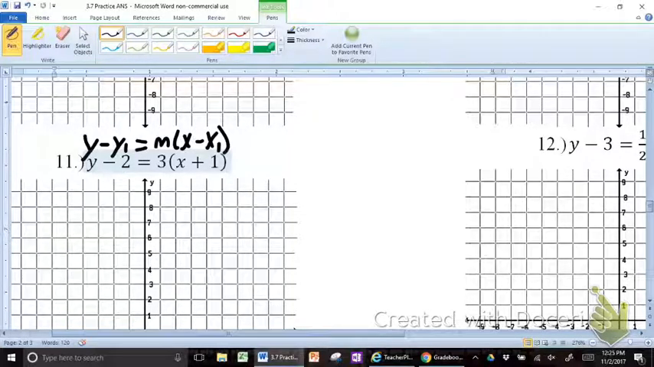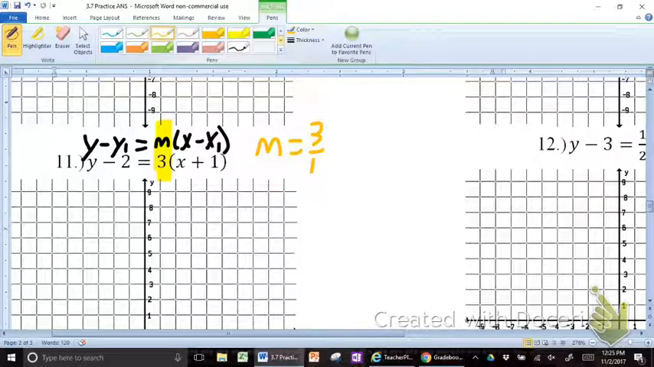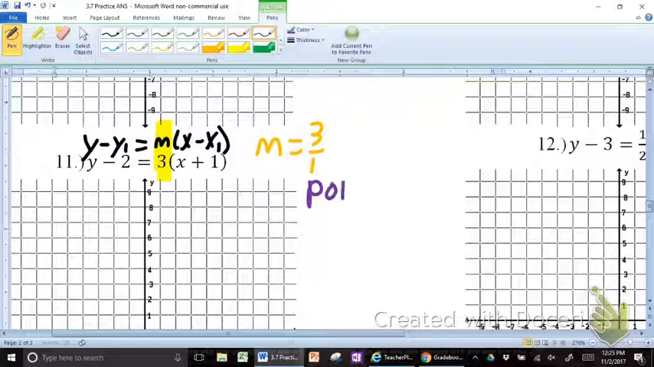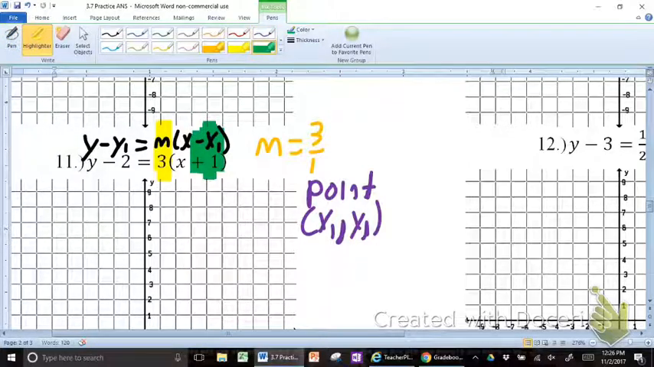Okay, so I need to identify my slope. It is still m, so I've got m equals 3 over 1, similar to my first problem. Then I have the point now. I don't have an intercept, I have a point. And it's going to be my point x1, y1, the same points we were using in the other video to write the equation on the first page. So I have to identify those. And I've got x1 here and y1 here.